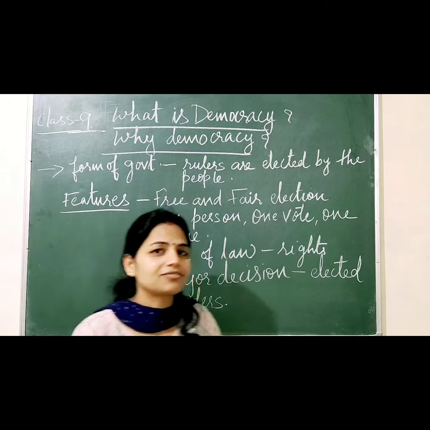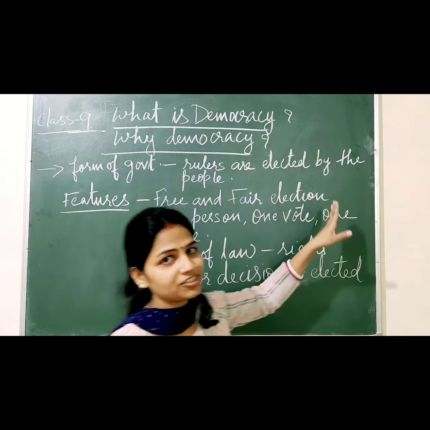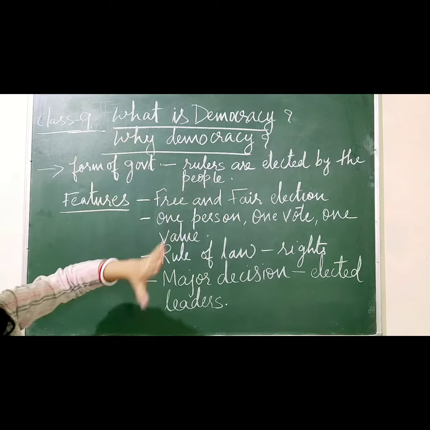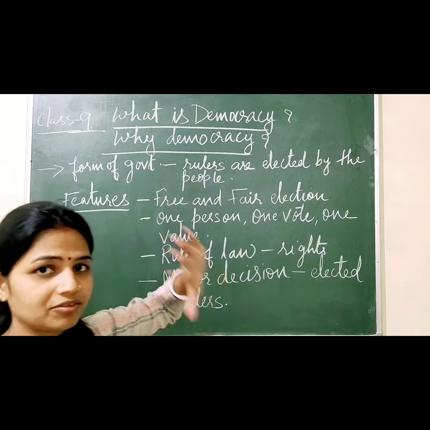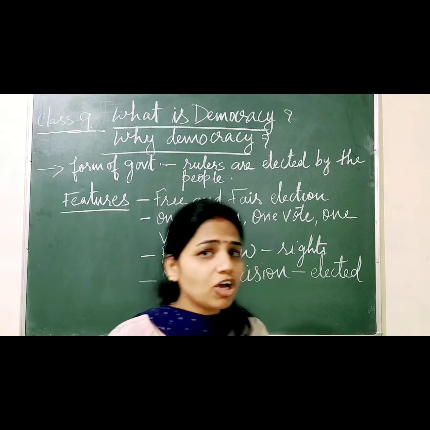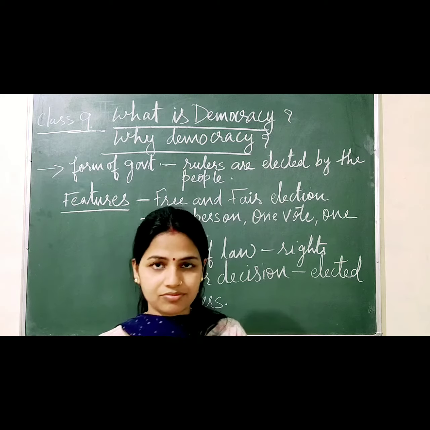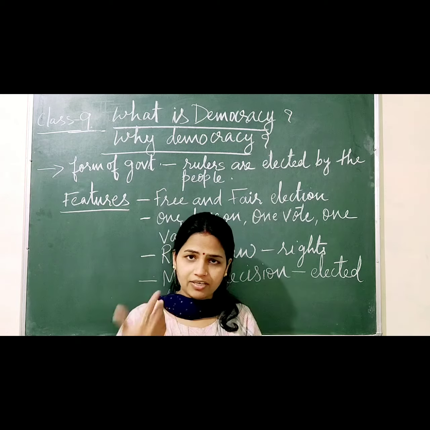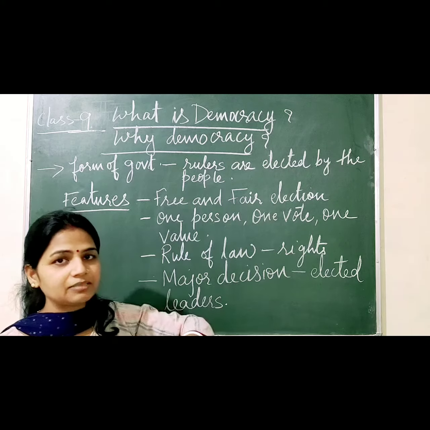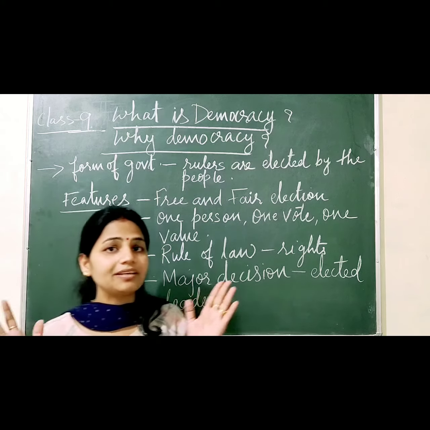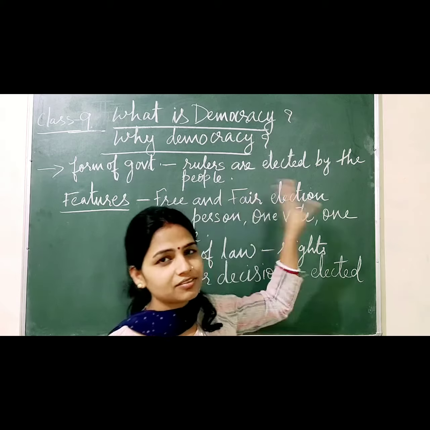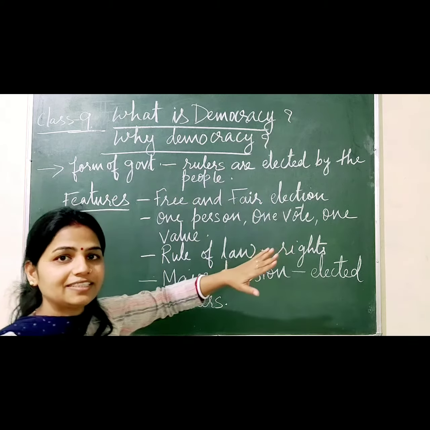Democracy is just a form of government which is mainly elected. The leaders of this government are mainly elected by common people like us. We vote every 4 or 5 years. Each time we vote and we elect the person who is going to be the leader of our country. So this is referred to as democracy.